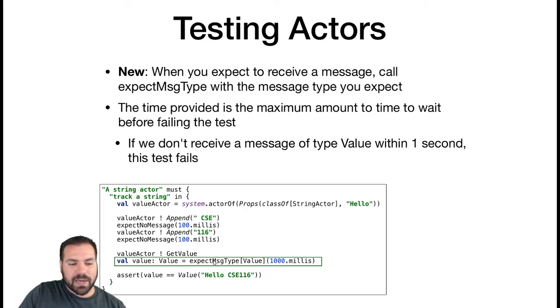This expect message type and expect no message will fail your tests. They have control over the asserts. Like, we only have one assert here, but we're actually asserting a lot of things internally in each one of these. So if we don't receive a value message within a second, fails. If we receive a message of any type other than value within a second, test fails. So we have to get a message of type value, and it has to arrive within 1 second, or else this test will fail.